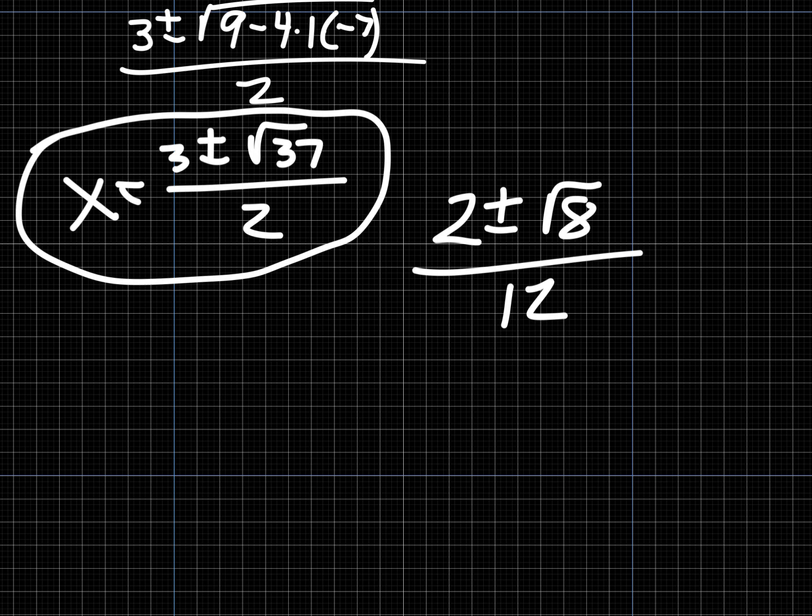2 plus or minus the square root of 8 all over 12. Simplify that down. This, like I said before, is the last concept. I just got to show you how to simplify them if you can simplify them.